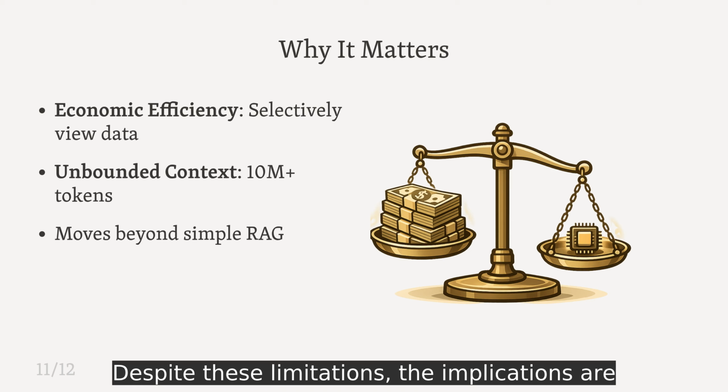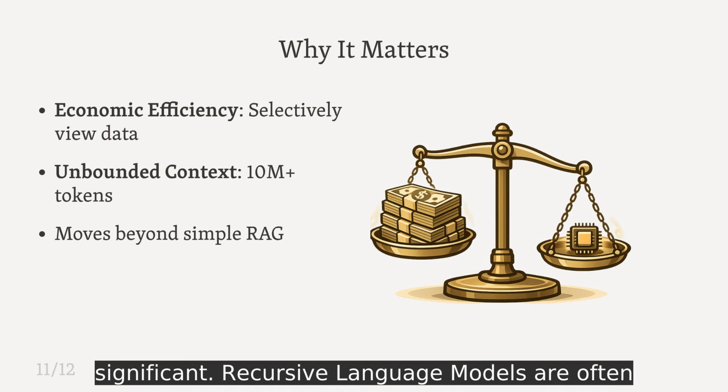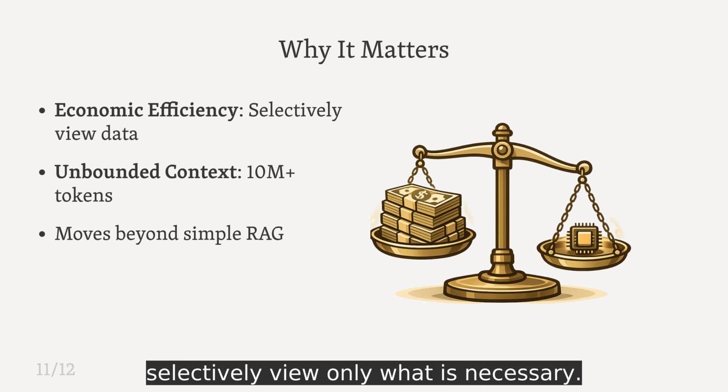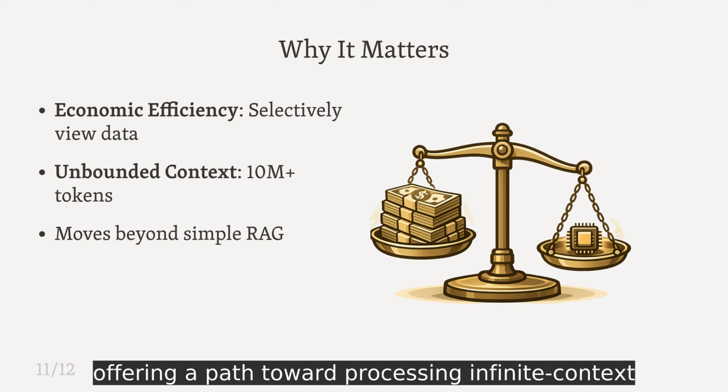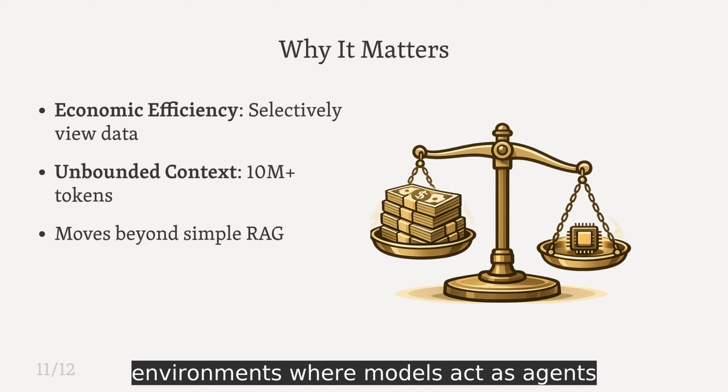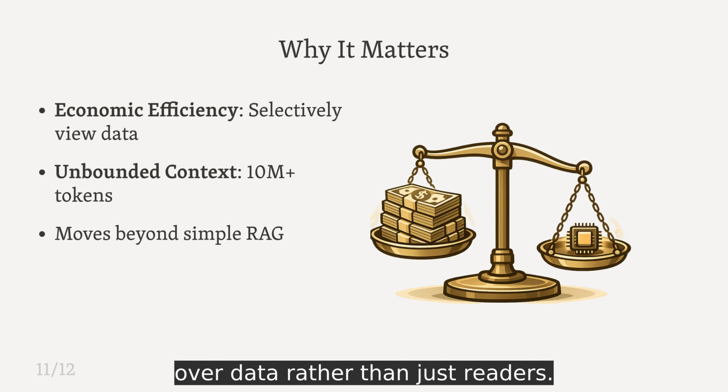Despite these limitations, the implications are significant. Recursive language models are often cheaper than full context ingestion because they selectively view only what is necessary. This moves us beyond simple retrieval augmented generation, offering a path toward processing infinite context environments, where models act as agents over data, rather than just readers.